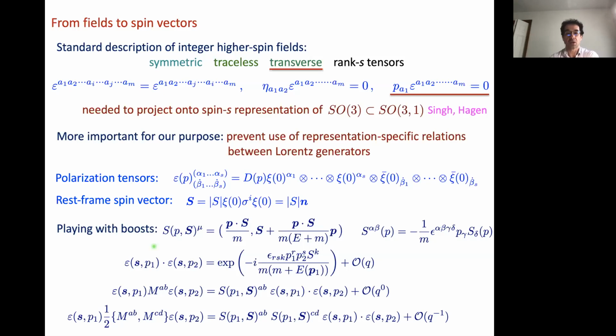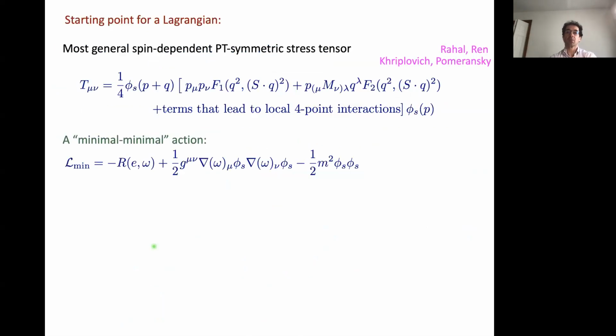All right. So this is all about kinematics. What about the actual Lagrangian and the dynamics? What we do want is to covariantize the most general parity symmetric and time reversal symmetric stress tensor which can lead to long-range interactions. That stress tensor was written in terms of form factors a long time ago, and there are 4 such form factors. 2 of them lead to local interactions because they collapse whatever propagator this stress tensor is attached to. So there are really only 2 form factors that can appear, and they are these 2, F1 and F2.